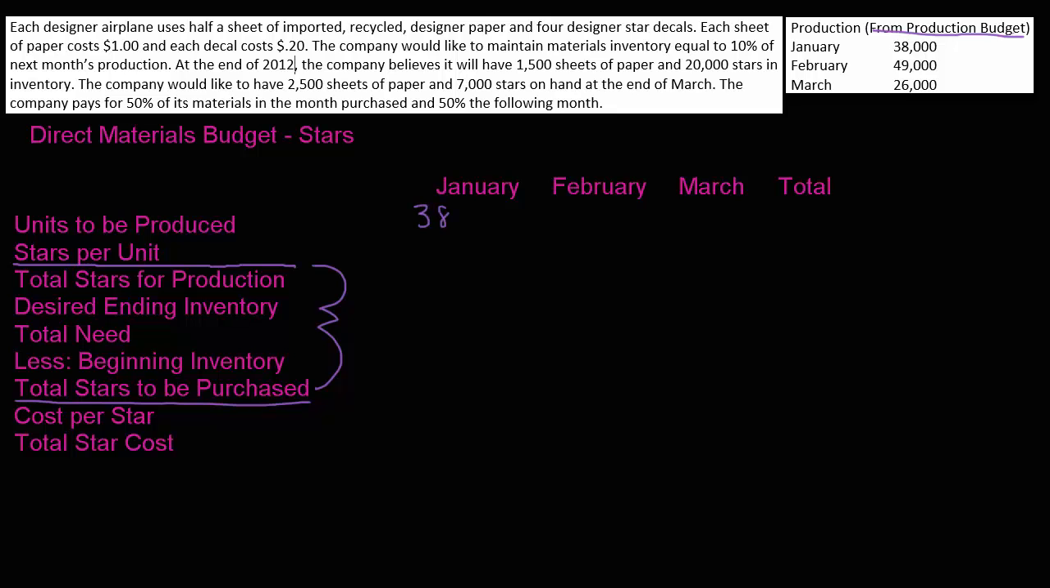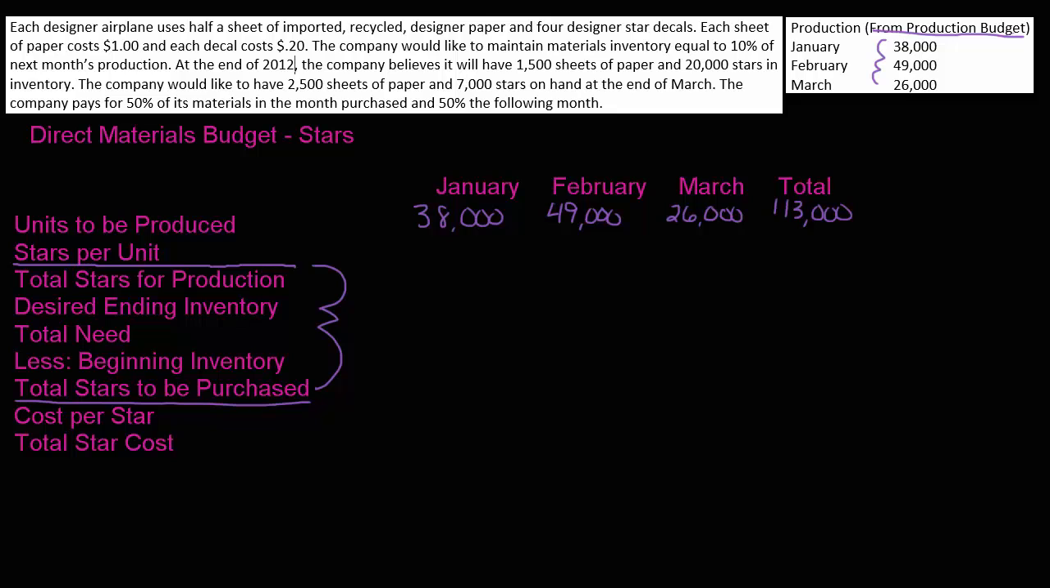Let's see, 38,000, 49,000, and 26,000. And then my total is 113,000. I'm getting those numbers right from up here, and if you watch the production budget video, those numbers are going to look really familiar to you.